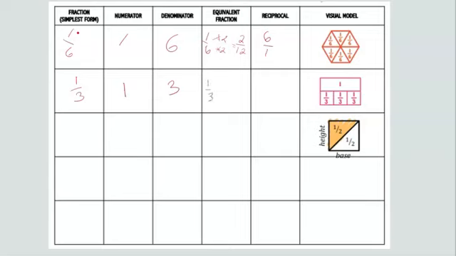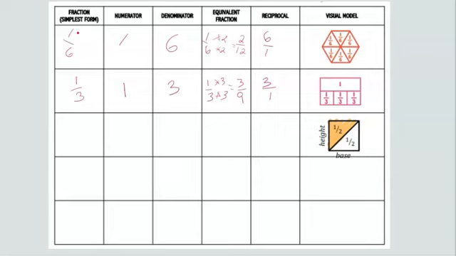I'm going to just multiply both the numerator and the denominator by 3, and this will give us an equivalent fraction of 3/9. The reciprocal of our original fraction, flipping the number upside down, is 3 over 1. 1/3 times 3 over 1 equals 3/3, which equals 1 whole. Your reciprocal times your original fraction should always give you 1 as your answer.